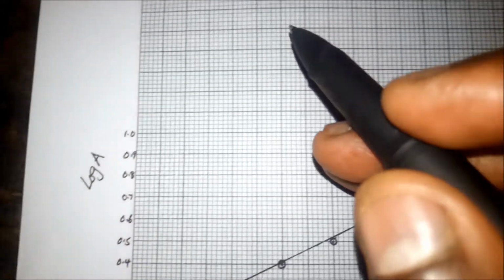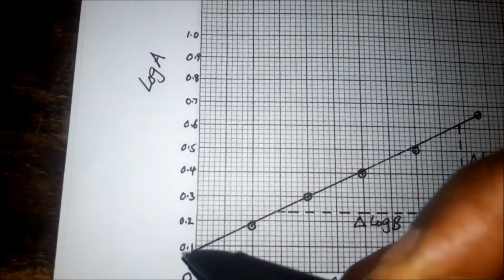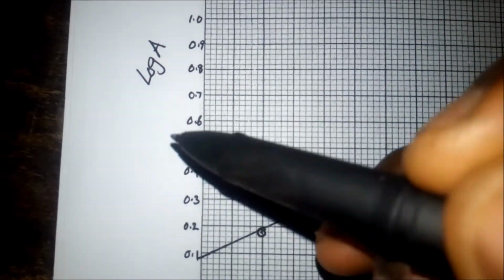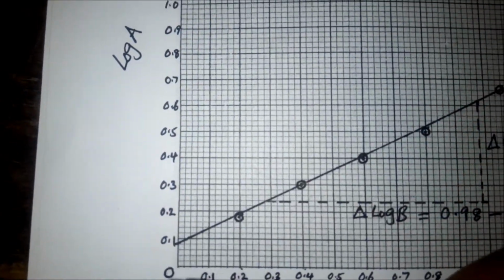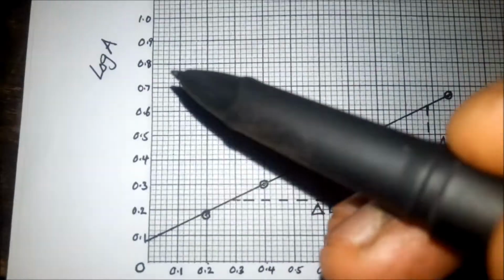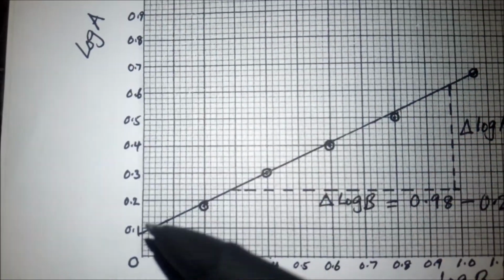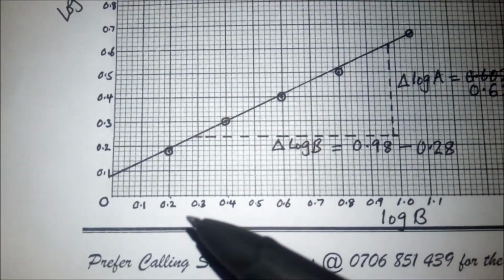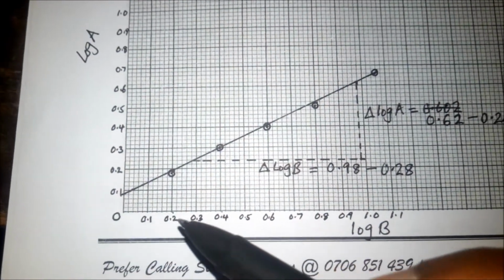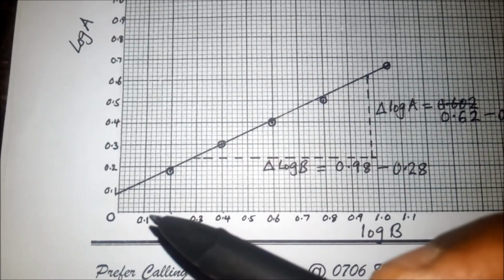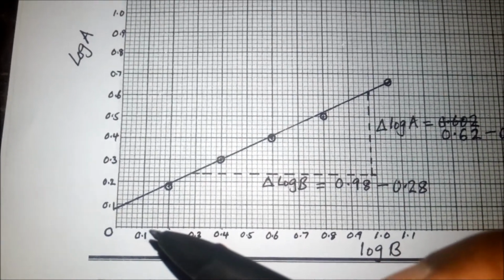So on our y-axis, we have the logarithm of A, and the scale is 0.1, as you can see. And on our x-axis, we have log B, and the scale is the same, that is 0.1 for every centimeter.